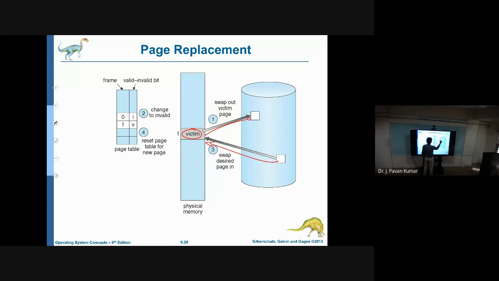Okay, first step is this one. Next, second, whenever we swap this page out to the secondary memory, automatically this will become invalid. That means that particular page is no longer present in the main memory. We will indicate that by using the invalid bit. Next, we will bring the desired page into the main memory. Then we will update the page table. Okay, this is the normal functionality of page replacement.